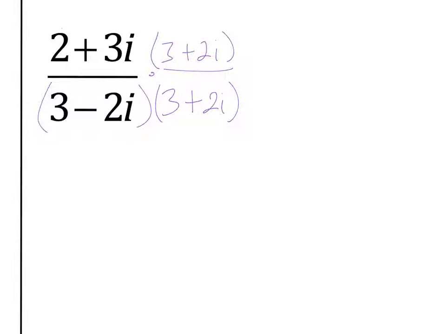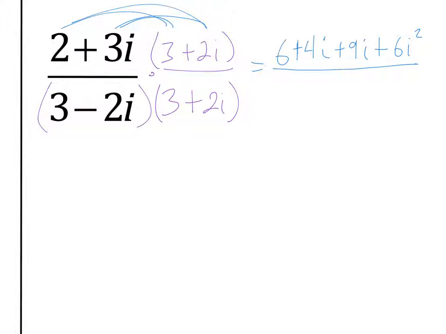Okay, I'm going to multiply across up top. We've got 6 plus 4i, and then plus 9i plus 6i squared. Cool. On the bottom, we're going to have 9 plus 6i minus 6i, and then minus 4i squared.